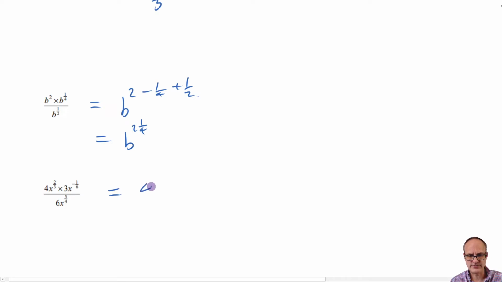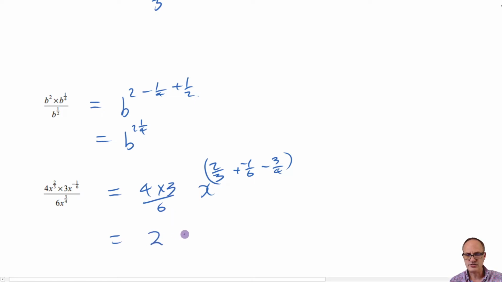So we've got 4 times 3 divided by 6, and then we've got x to the 2/3. Add the indices, so you're going to get plus minus 1/6, and then we subtract the indice here, minus 3/4. So that's 12 divided by 6 is 2. Let's put these all over 12. That's the common denominator. Times top and bottom by 4, so you get 8. We're going to get times top and bottom of this by 2, so you get minus 2.